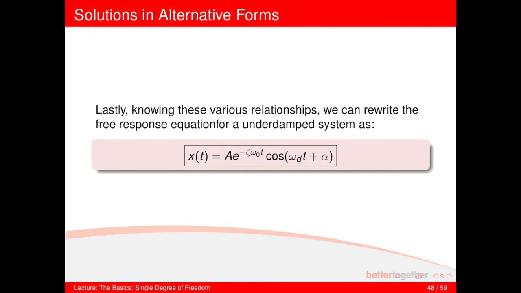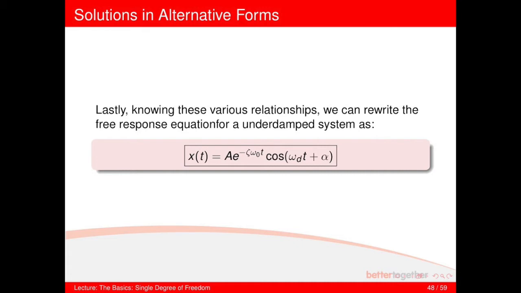Moving on, let's look at the solutions in alternative form. Knowing these various relationships, we can rewrite the free response equation for an underdamped system as this. And this is what you may have seen before, okay? Notice the only change we've made is we've replaced minus gamma upon 2 with minus zeta omega naught, because that's the relationship we came up with. And so that's the form of the equation you may have seen before, okay?